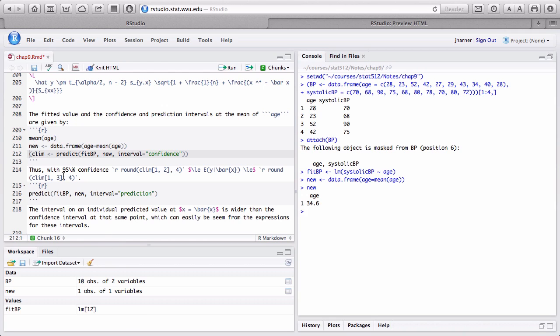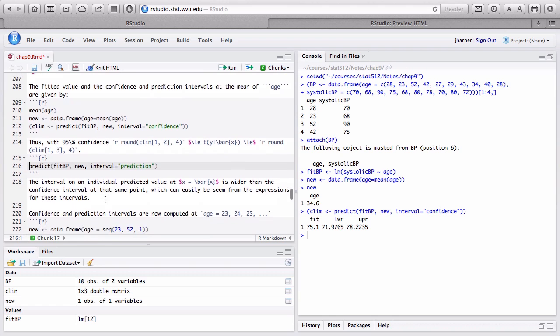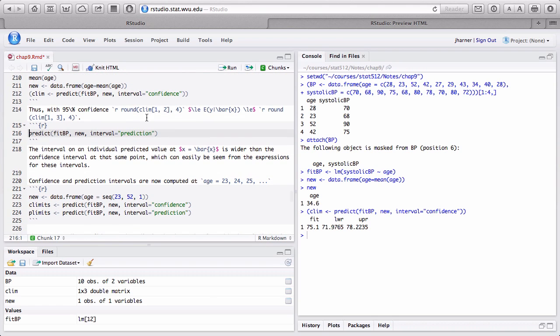Okay, so that's actually a data frame, and now I can get my prediction limits here, and so that's how I get the confidence limits for the mean, that is, at the mean age. And then if I want to get the prediction limits, those are the same values I had before.